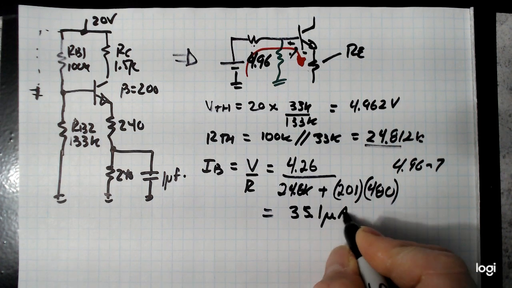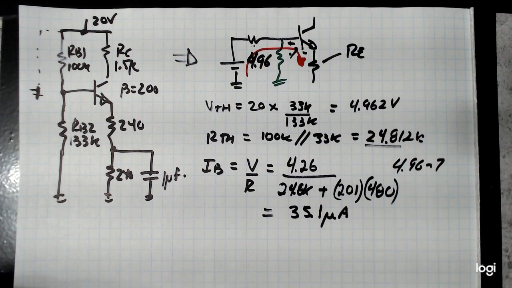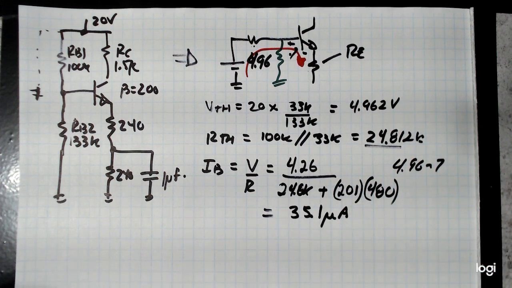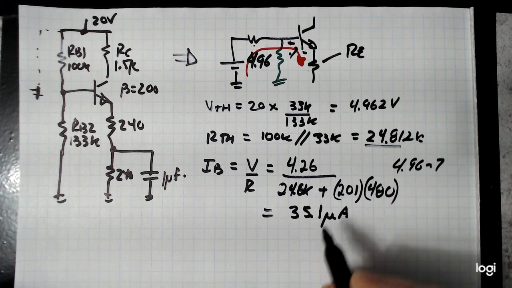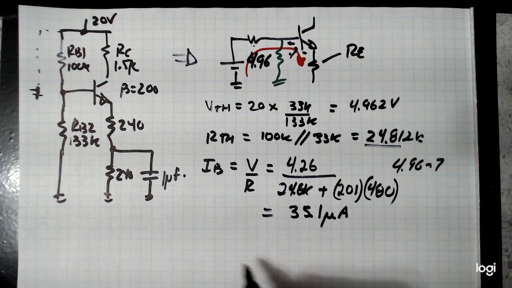35.1 microamps. Now did this extra 1, beta plus 1, make a lot of difference? No. Didn't make a significant difference. This is the exact method. I'll talk about that a little bit later. At this point, just keep the beta plus 1 in there. So IB is 35.1 microamps.